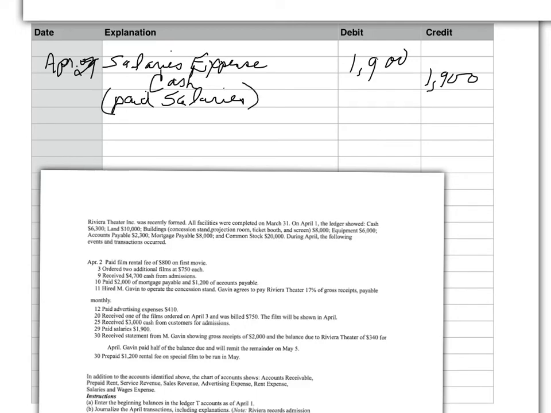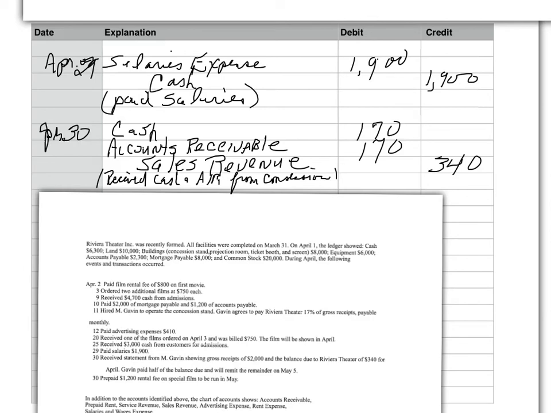Okay. And the second last one, I received a statement from Mr. Gavin showing gross receipts of $2,000 and a balance due of $340 for April. He had gross receipts and he owes us $340. He's going to pay half now and remit the rest. Okay, now in this one, we received cash. We received $170, so cash goes up $170. He's going to owe us the balance, which is $170, so debit accounts receivable $170.